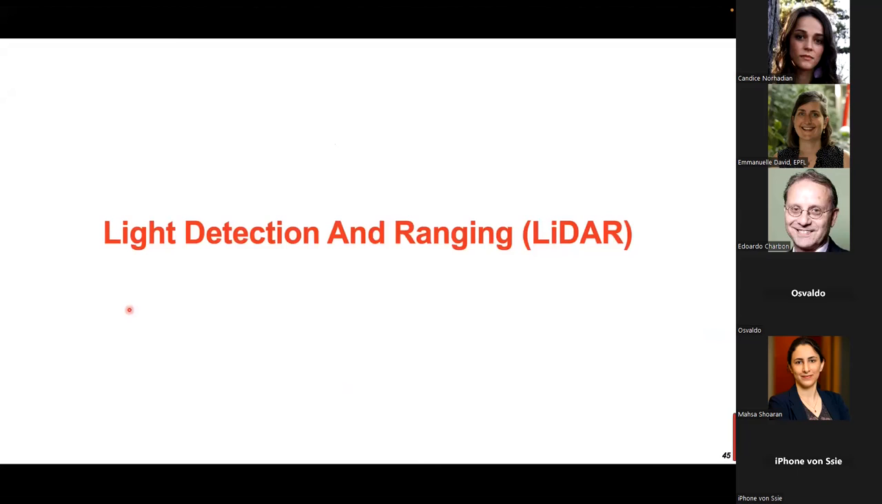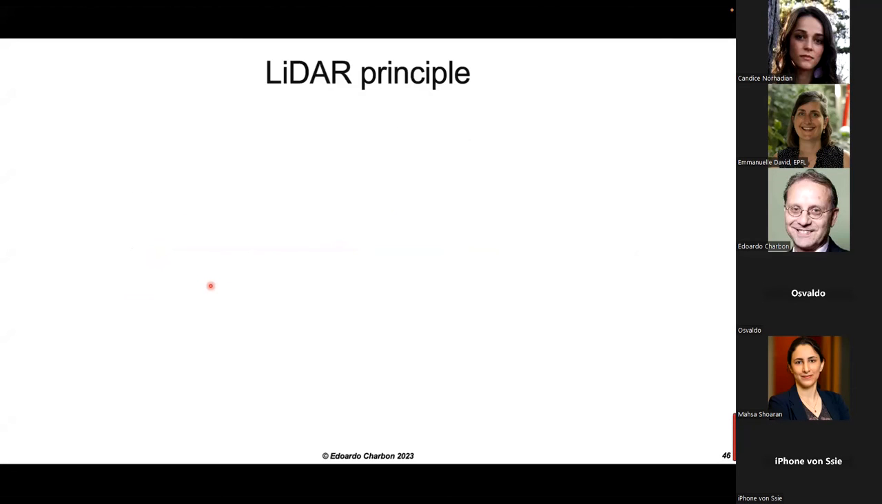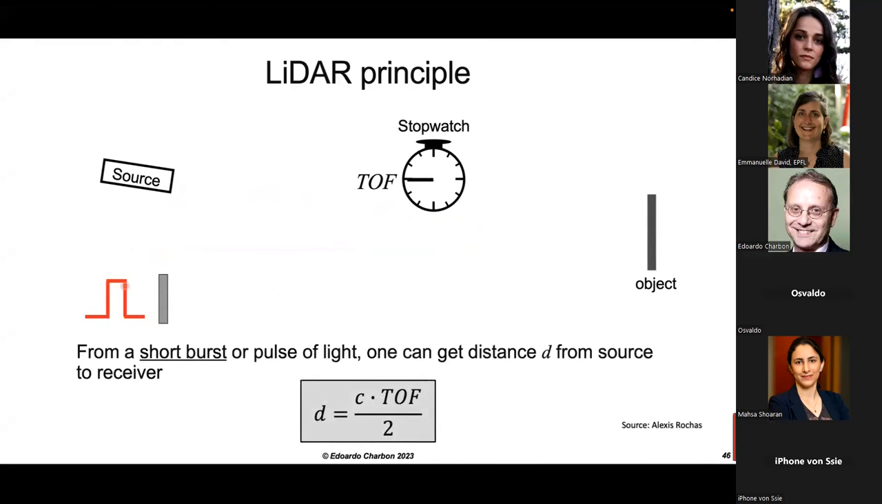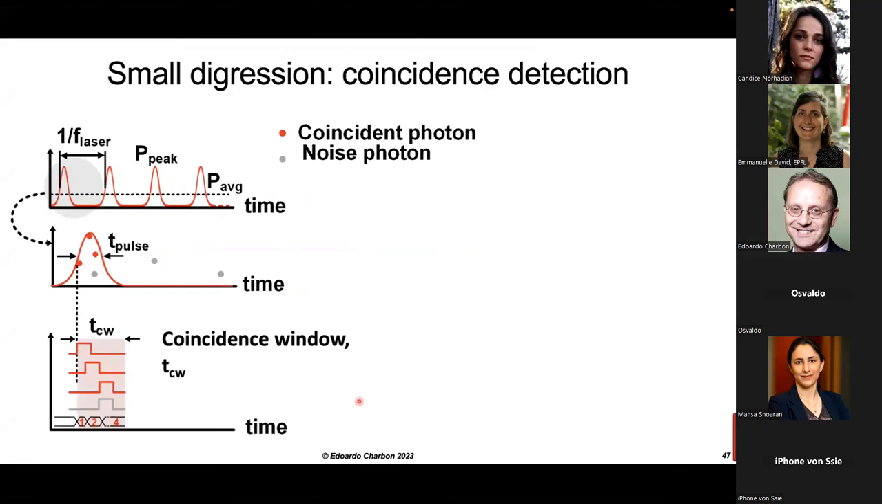Let me give you a couple of examples here on how one can use the SPAD. So we talked about LiDAR. So how do we actually build a LiDAR? The LiDAR principle is very simple. You have a source of light that you direct towards an object. The light is reflected, and all you have to do is basically measure the time that it takes, or time of flight. Then you can reconstruct the distance based on the speed of light and the time of flight.